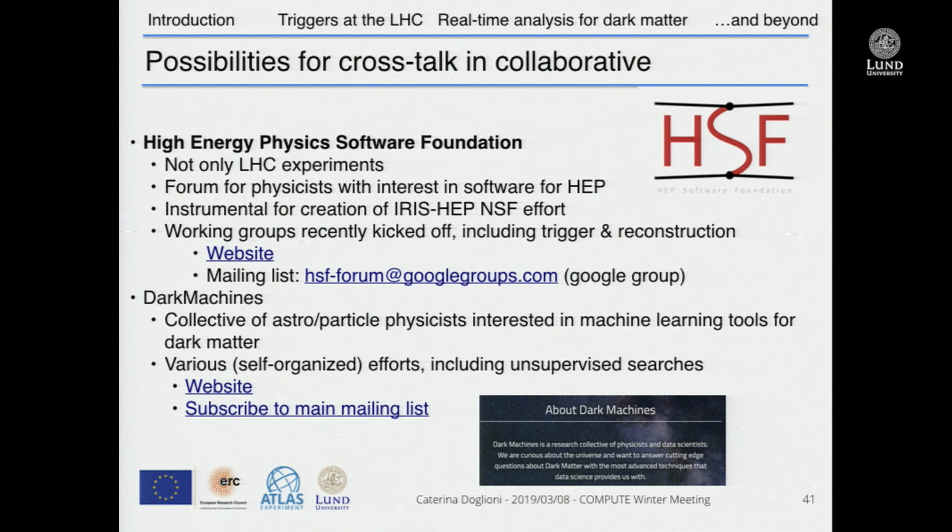And there's also another thing that is called Dark Machines. This is a collective, somehow less organized, more bottom-up. It's astro and particle physicists interested in machine learning tools for dark matter. And this is mostly self-organized effort, and that's why it's fun, because a lot of people start working together and deciding what to do. So these are places where people can discuss these kinds of problems.